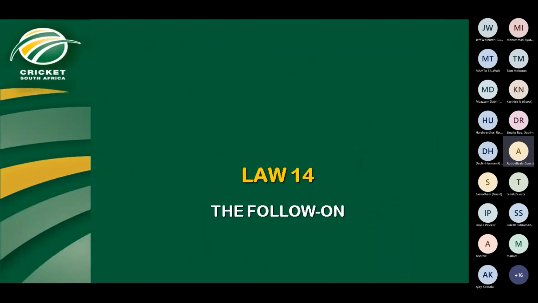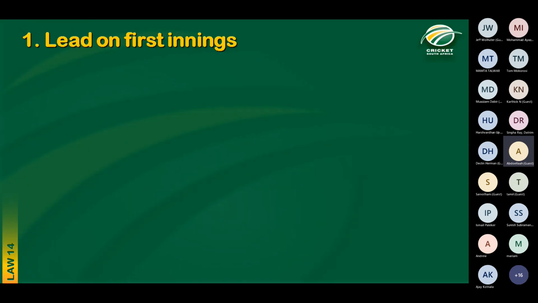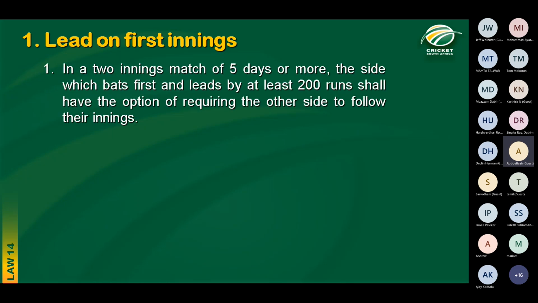The follow-on. Earlier I spoke about the sides' innings being alternate. So side A needs to bat, then side B, then side A again, and then side B. The law allows for a side to follow on, and I'll explain now what follow-on means. Follow-on means that if the side that batted first leads by at least 200 runs, the captain of that side will have the option of asking the other side to follow their innings.